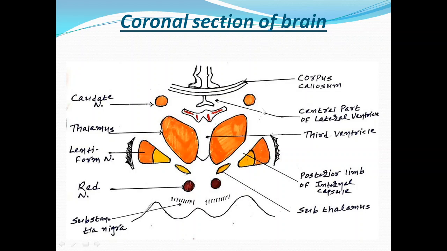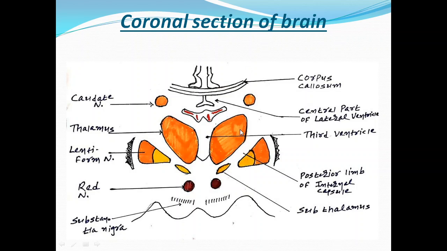This is a schematic diagram, a coronal section of the brain. Here you can see the corpus callosum, and this orange colored mass is the thalamus, and lateral to the thalamus is the lentiform nucleus. It is a component of the basal ganglia. The basal ganglia are subcortical masses of gray matter present within the white core of the cerebral hemisphere. It is a separate topic to discuss, basal ganglia or basal nuclei. This is the caudate nucleus, a component of the basal ganglia also.